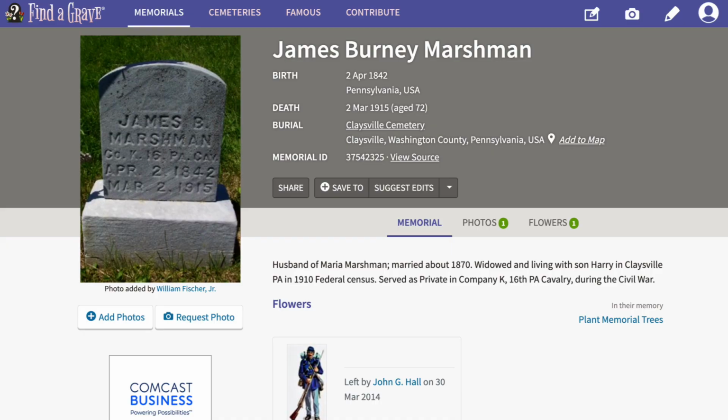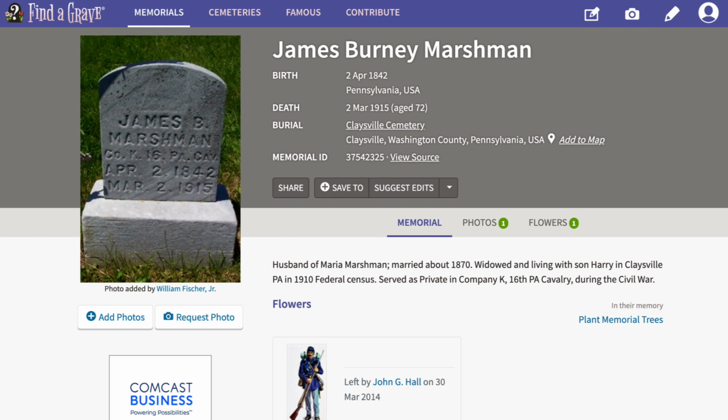Let's take a quick look at Find a Grave and see if we can find anything over there. This memorial is titled James Bernie Marshman, but there are no sources anywhere on this memorial documenting that middle name. But let's take a look at what we do have on this memorial, which is a photo of the tombstone. The tombstone reads James B. Marshman and has a birth date of April 2nd, 1842. That matches the 1900 census and the death certificate. The tombstone also has a death date of March 2nd, 1915. That matches the date of death on the Bernie Marshman death certificate.